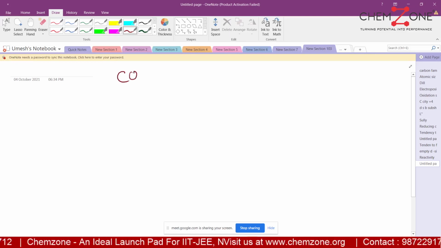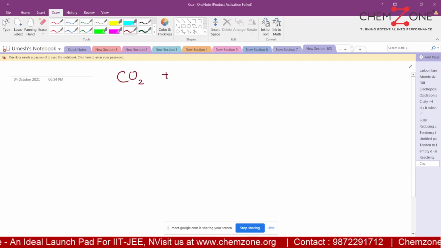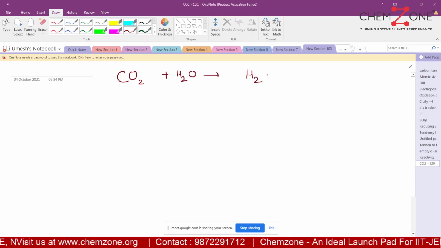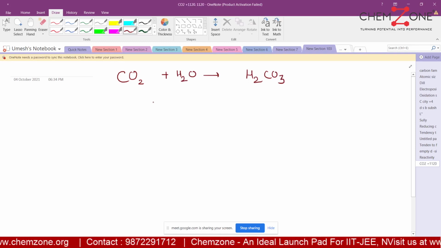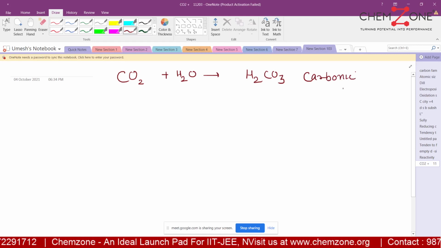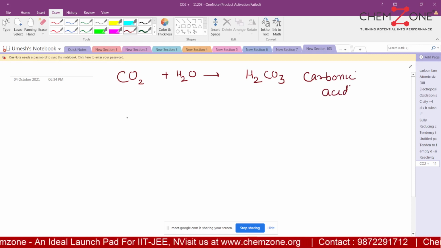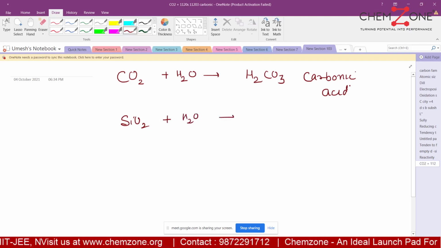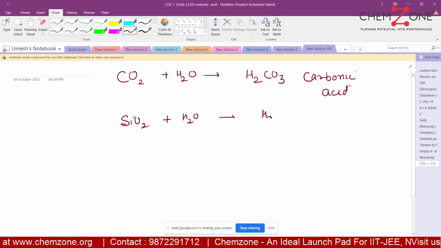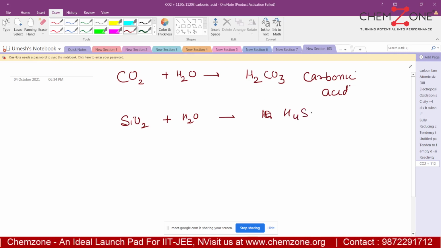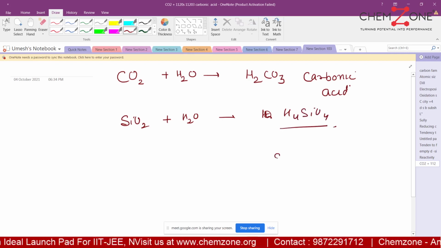So carbon dioxide, whenever dissolved in water, forms carbonic acid, H2CO3. Silicon dioxide, when it reacts with water, forms silicic acid.